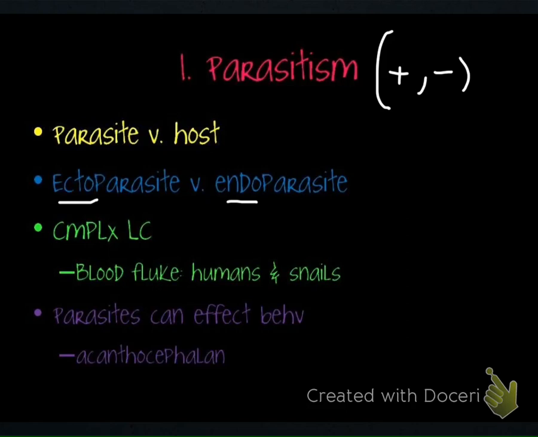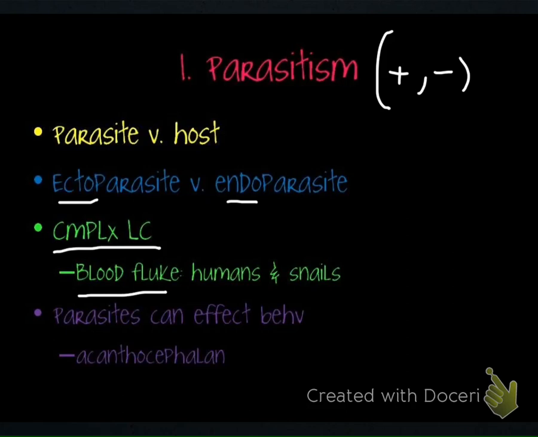It is estimated that maybe a third of the organisms on Earth are parasites. Many have complex life cycles, including more than one host, like this blood fluke. This is complex life cycles, heads up. Like 200 million people are currently infected with blood flukes. They require humans and snails as their vectors, as their hosts.